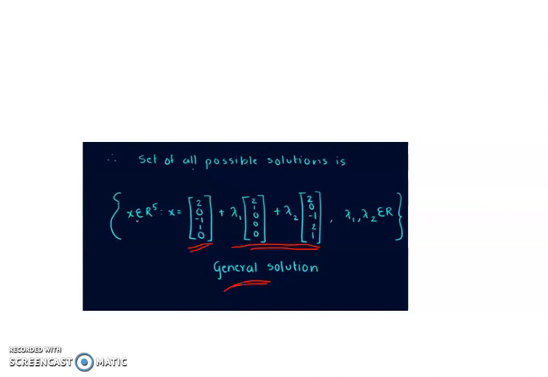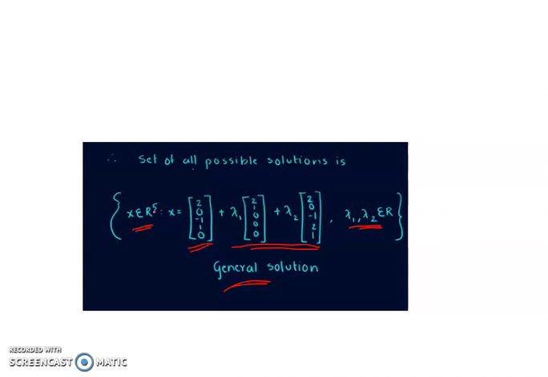So how will you write it? The set of all possible solutions is x element of R5, x is equal to (2, 0, minus 1, 1), that is the solution obtained from the first step, plus lambda 1 times the vector, plus lambda 2 times the vector, where lambda 1 and lambda 2 are elements of R, that is, real numbers.